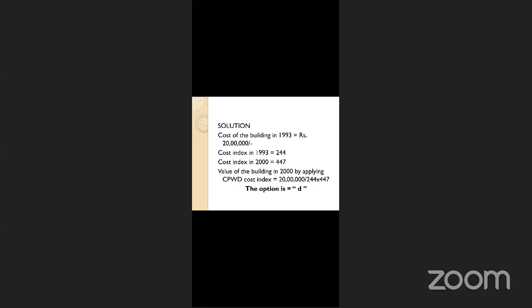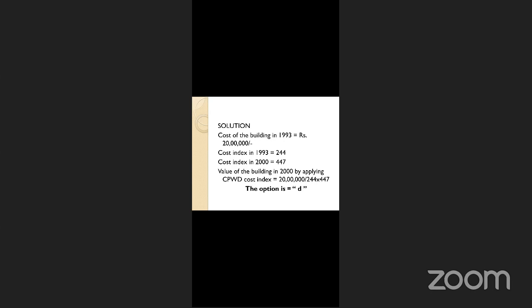Okay, actually 447. I made a mistake. Not a mistake. While writing, 447 divided by 244 is correct. But unfortunately, it looks like you are dividing 20,000 by 244 and then multiplying it by 447. The actual process is 20 lakhs multiplied by 447 divided by 244. Same answer you will get.